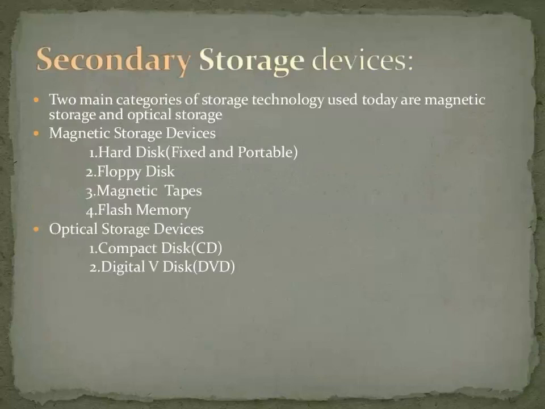So coming to the secondary storage devices, two main categories of storage technology used today are magnetic storage and optical storage. So coming to the magnetic storage devices, which are hard disk, fixed and portable, floppy disk, magnetic tapes, and flash memory. Coming to the optical storage devices, compact disk, which is CD, and DVD, which is a digital video disk.